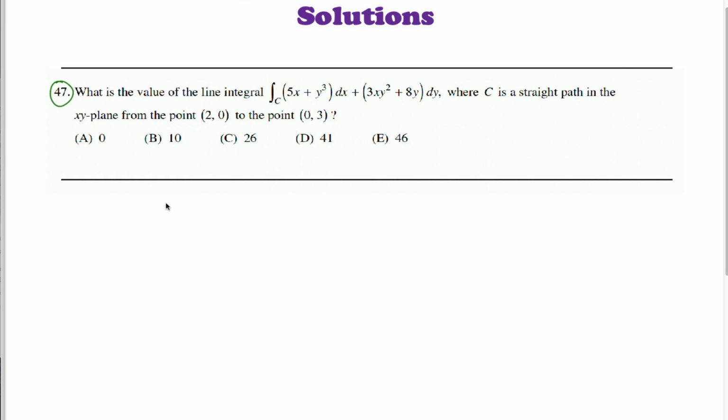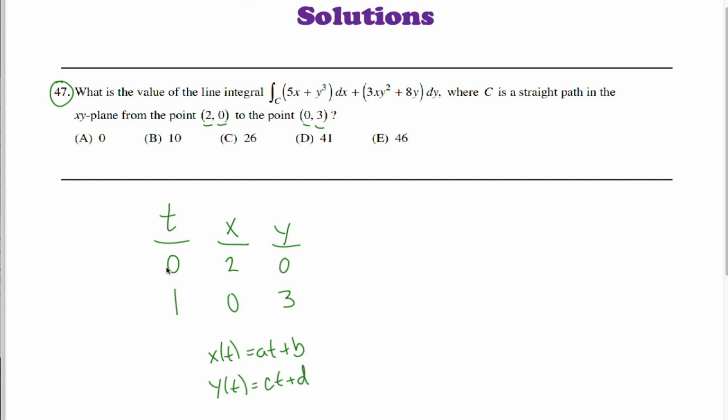There are lots of different ways you can parameterize, but probably the easiest is just to let t range from 0 to 1. Using this point for time 0 and this point for time 1, we know that the x-coordinate needs to go from 2 to 0, and the y-coordinate needs to go from 0 to 3. So if we write x and y linearly in terms of t, when t equals 0, x has to be equal to 2. That tells us that b is equal to 2 here, right? 0 plus 2 gives us this 2. And when t is 0, y is 0, therefore d must be equal to 0.